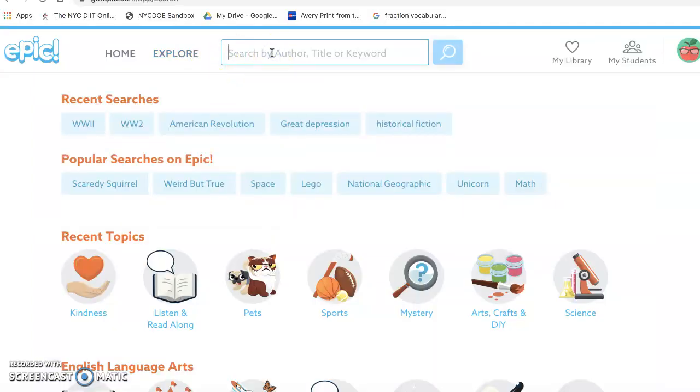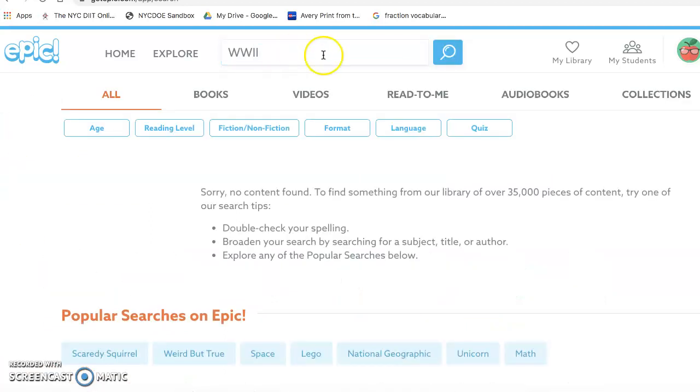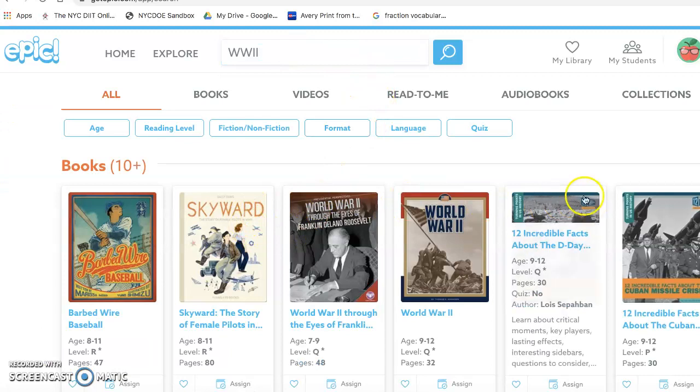So guys, I'm in Epic right now, and I'm just going to type in the time period that my book takes place in. So it's World War II, and I'm going to hit enter. We get all these books.